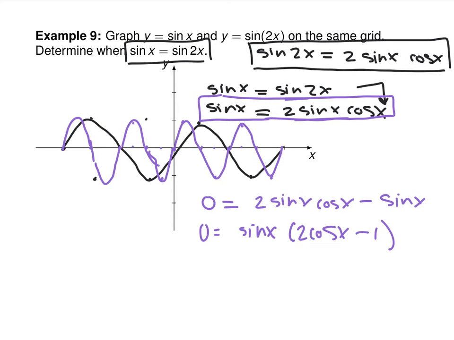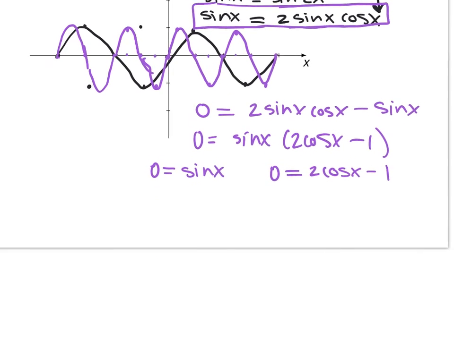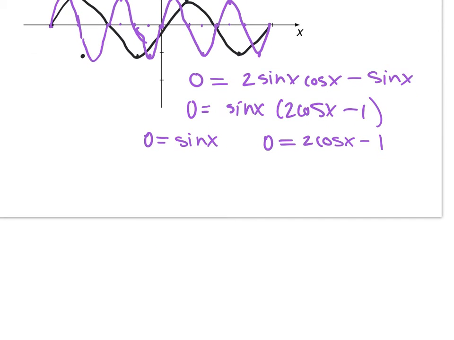Good? Is that okay? And then you say, okay, well, I can figure out where 0 equals sine x, and where 0 equals 2 cosine x minus 1. You're going to have to solve equations like that in this class all the time, so it's something we know how to do.